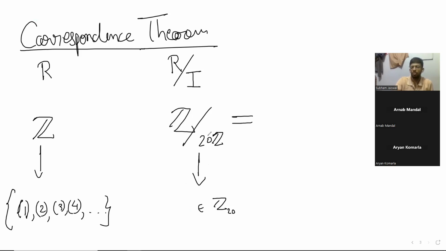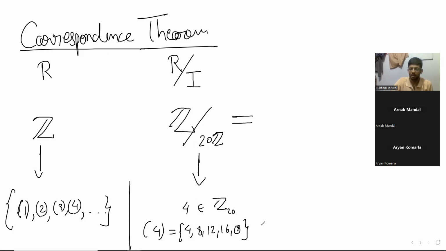So you take 20, right? Sorry, you take 4. Then what will the ideal generated by 4 be in this ring? It will be 4, 8, 12, 16, 20, 0. And then you cycle back, right? So this is all, right? This is certainly an ideal, right? Any problem?